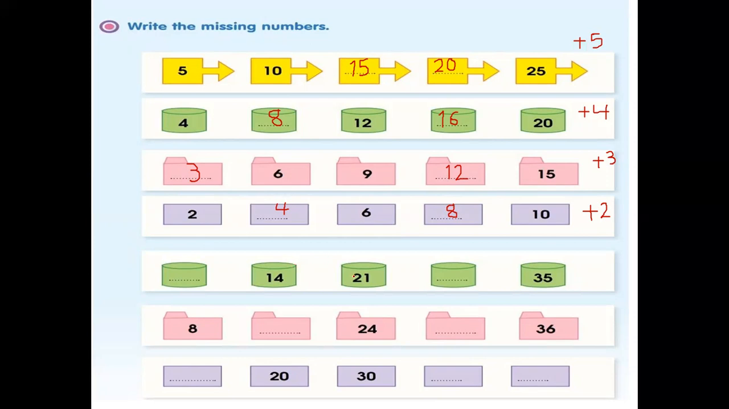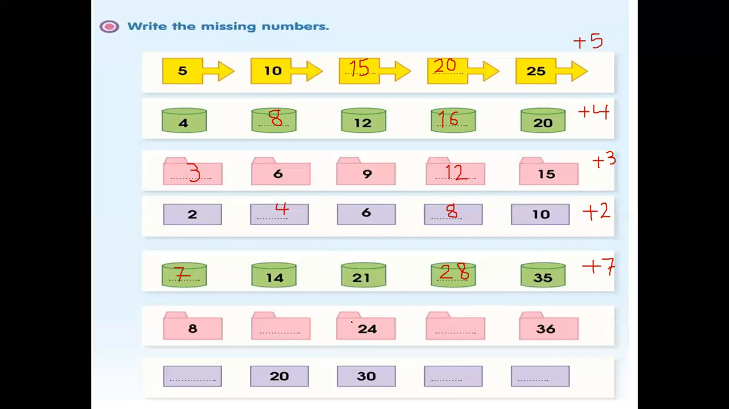14, 21. So what do we add here? We add 7. Yes, we add 7. So what is the number before 14? It is 7. So 7, 14, 21. 21 plus 7, 28. Yes. The next one, 28 plus 7, it is 35.